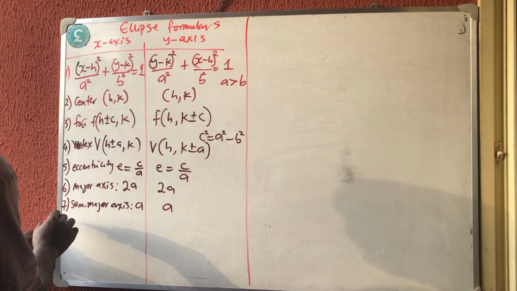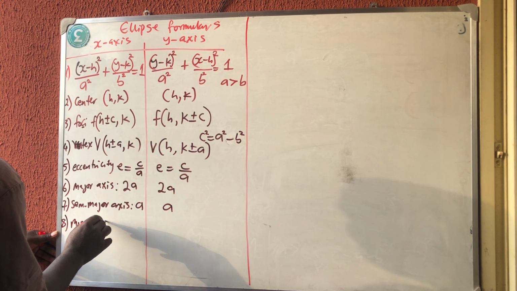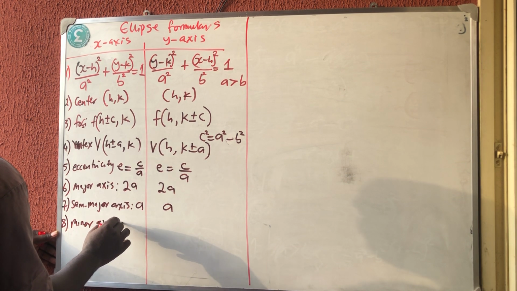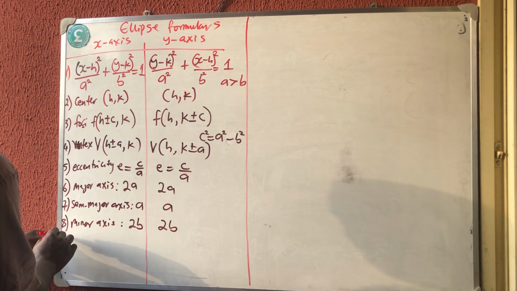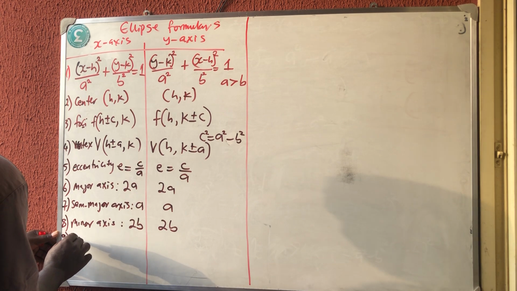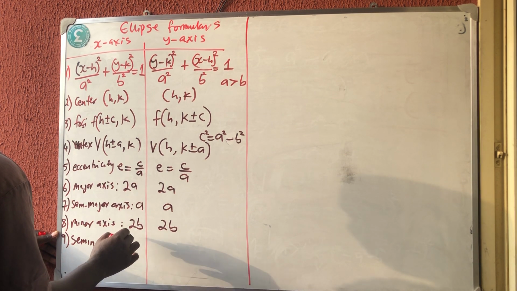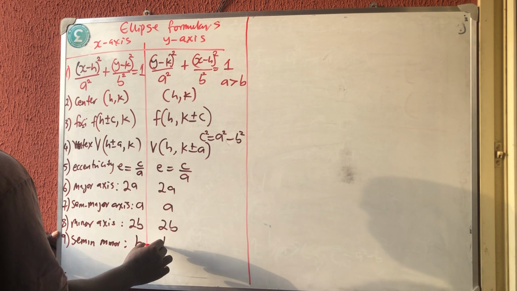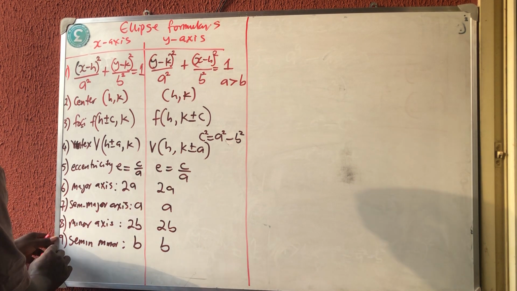The next one you're going to do is the minor axis. The minor axis should be 2b, the same thing, it doesn't change here. The semi-minor is now divide this by 2, you have just b. So b is semi-minor, while a is semi-major. The next thing you're going to get is the length of latus rectum, number 10.